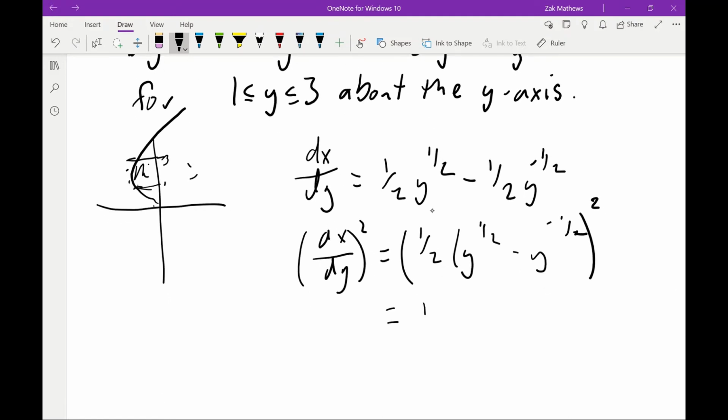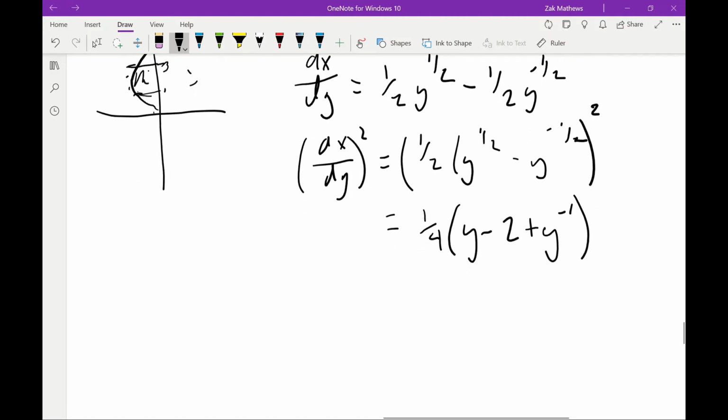So when I square the 1/2, I get a 1/4. I'll FOIL out this other part, so we get y to the 1/2 times y to the 1/2, that's y, minus 2 times y to the 1/2 times y to the negative 1/2, which is just 1, and then plus y to the negative 1. So there is my derivative squared.